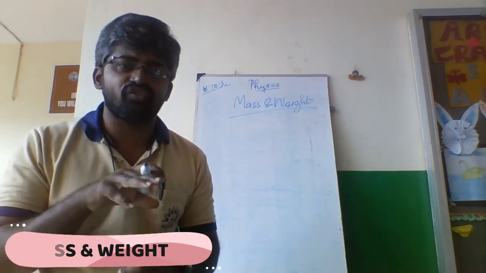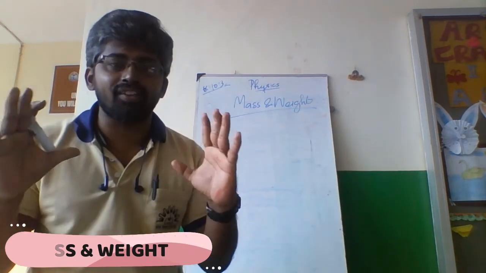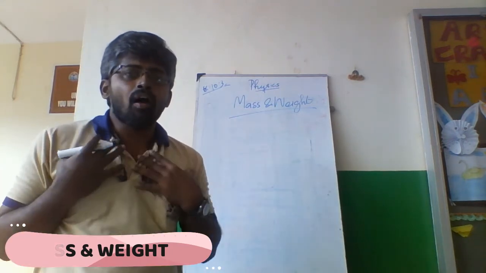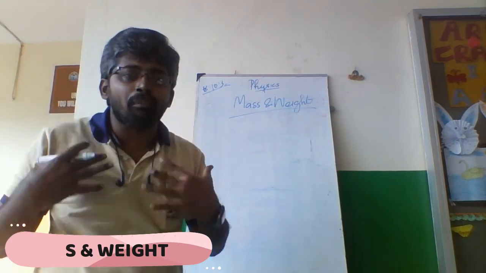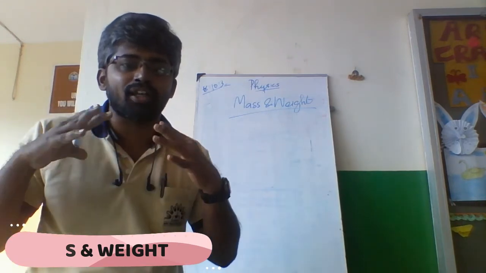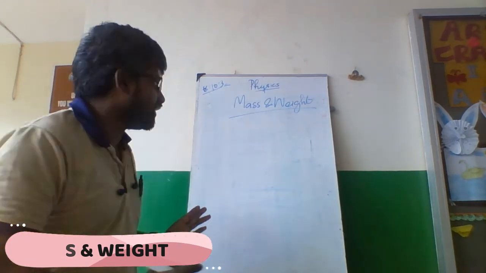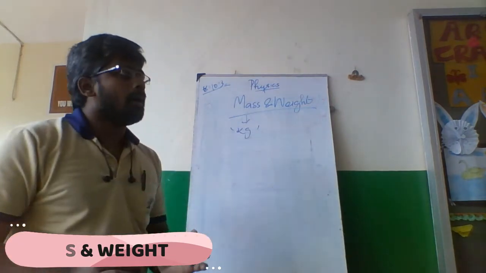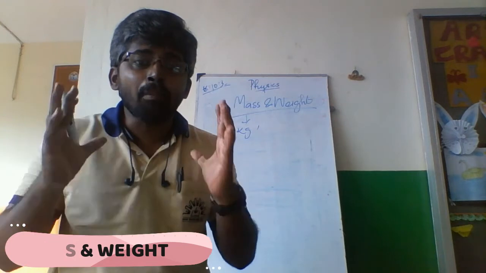But when it comes to physics, both are not the same. They are different. What is mass? Mass is the amount of matter that is present in a particular object. That is mass. That is measured in kilogram. That means mass means the amount of matter.